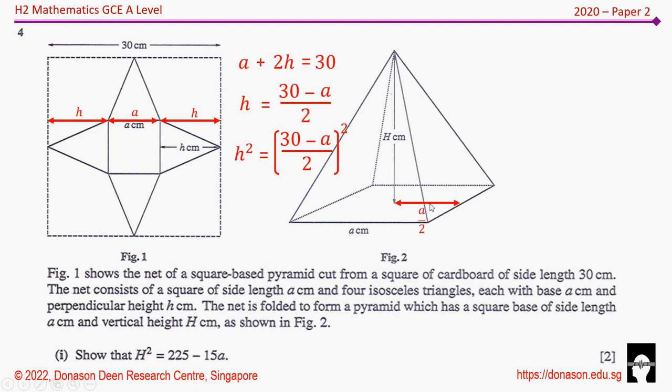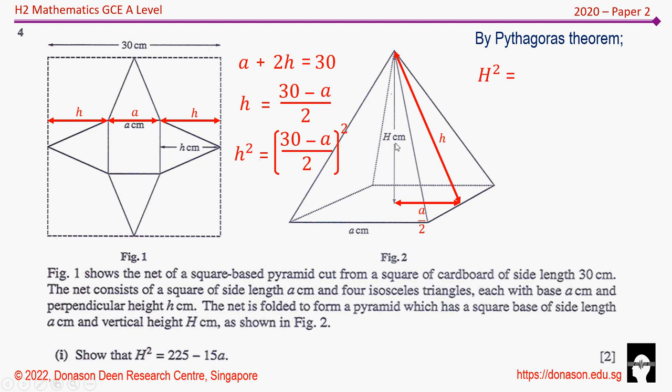Now what is the length of this part? If this whole thing is a, and this is right in the center, so this is half of the length of the square, so from here to here should be a over 2. This was obtained from this isosceles triangle that was folded to create this slant face of the pyramid. So the height here should be the small h. Now you can see there is a right-angled triangle inside the pyramid, and we can apply Pythagoras' theorem on this. By Pythagoras' theorem, H squared plus a over 2 squared should equal the hypotenuse squared. In this case, the hypotenuse is the small h.